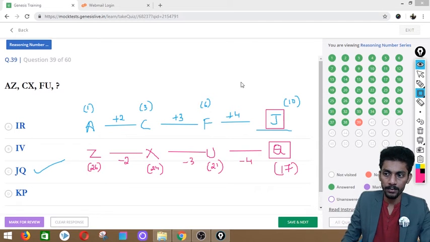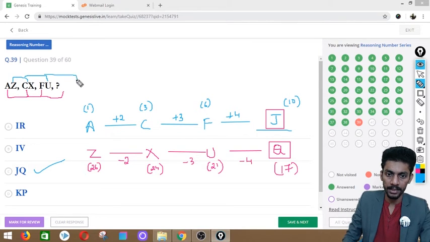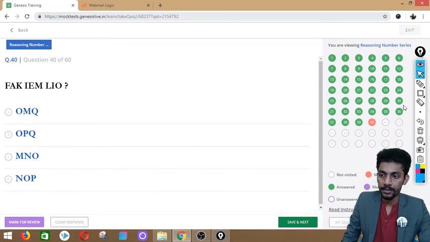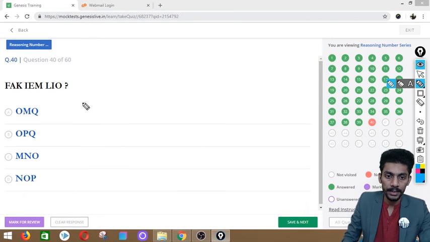In the first terms, they have done plus 2, plus 3, plus 4. On the other side it is minus 2, minus 3 and minus 4. That is the pattern followed. So the answer here is J and Q. We will go for the next question, question number 40.